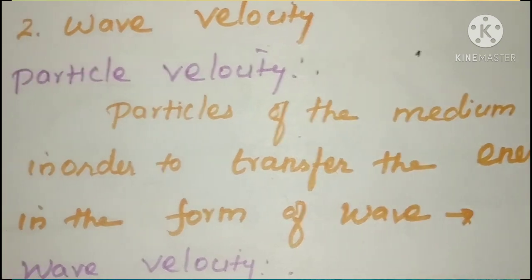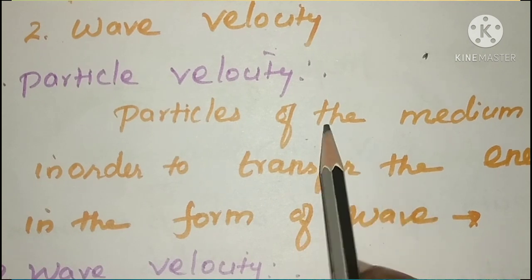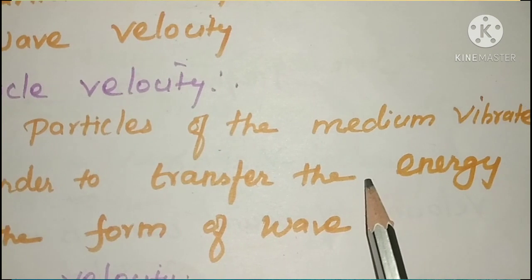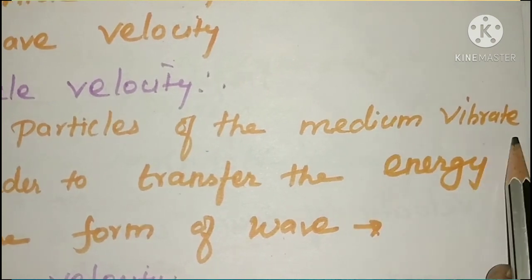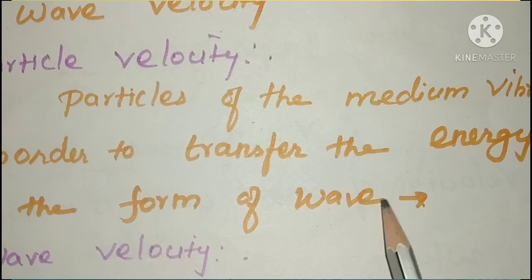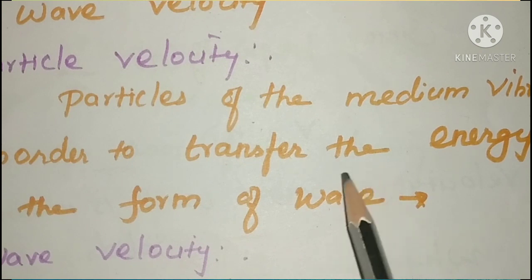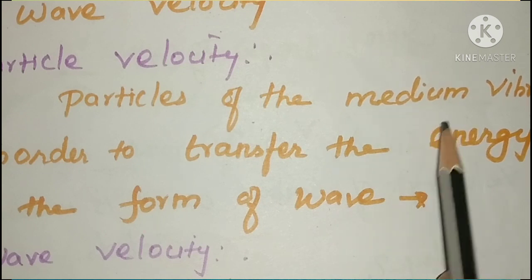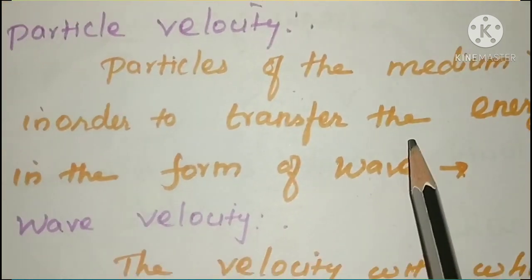So for particle velocity, the particles of the medium vibrate in order to transfer the energy in the form of wave. Before going to the waveform, how much vibration there is in the particle, that is called the particle velocity.